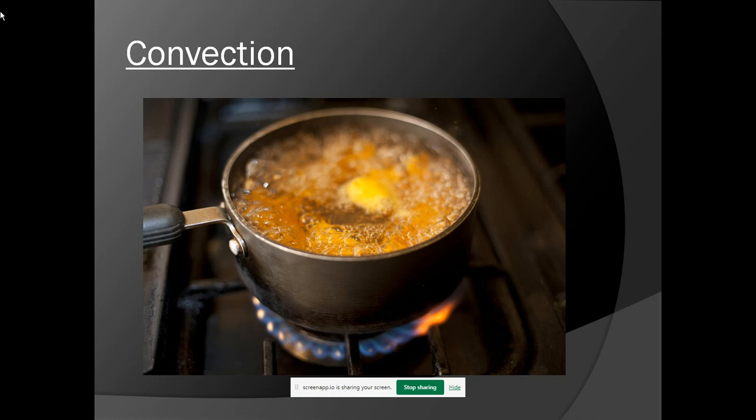So convection means that it is hotter on the top and cooler on the bottom. It's hot above and it's not that hot in the bottom.